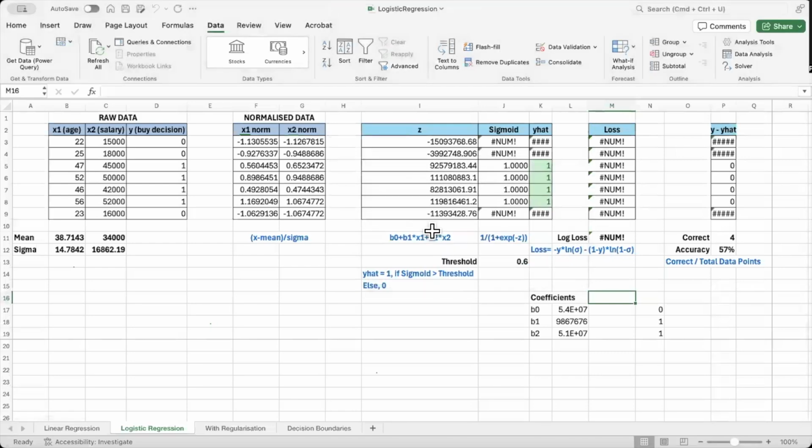Now what has happened is that you notice that it has found very high values of beta 0, beta 1 and beta 2. Now in logistic regression, beta 0, beta 1, beta 2 should be very small. It is very sensitive to the coefficients. Now in this case, we have got very large values.